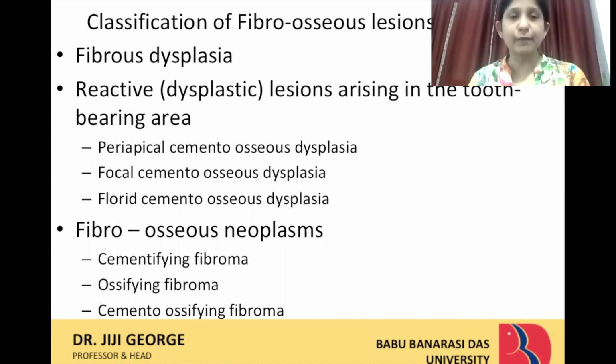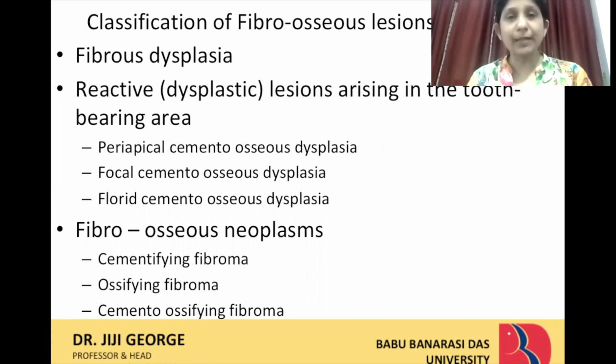So from the name itself, you know that the basic lesion is a cemento-osseous dysplasia, but then depending upon where it is seen, if it is seen at the periapical region, you call it a periapical COD. And if you find it only in one place, localized to one area in the bone, you call it a focal type. Florid type obviously means it's like a flower. A flower is always large and opened up. So it just means that a florid one would be seen generalized in a lot of areas.